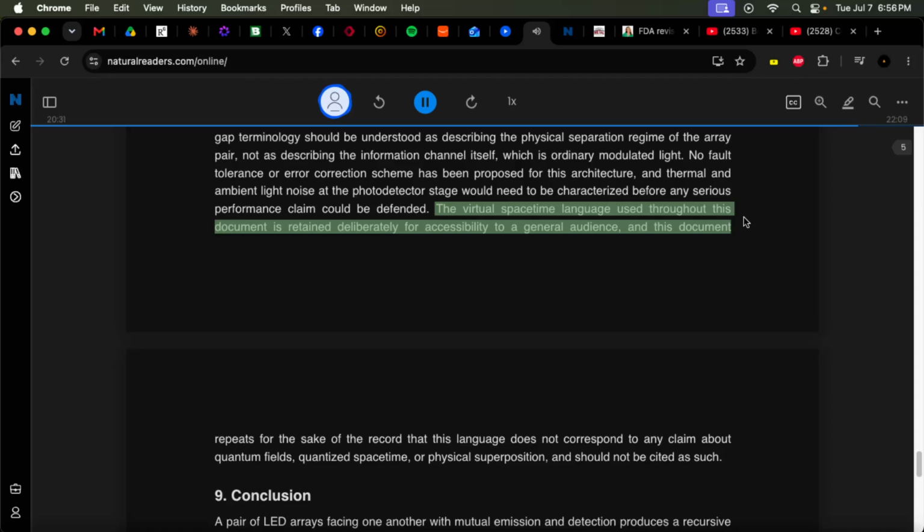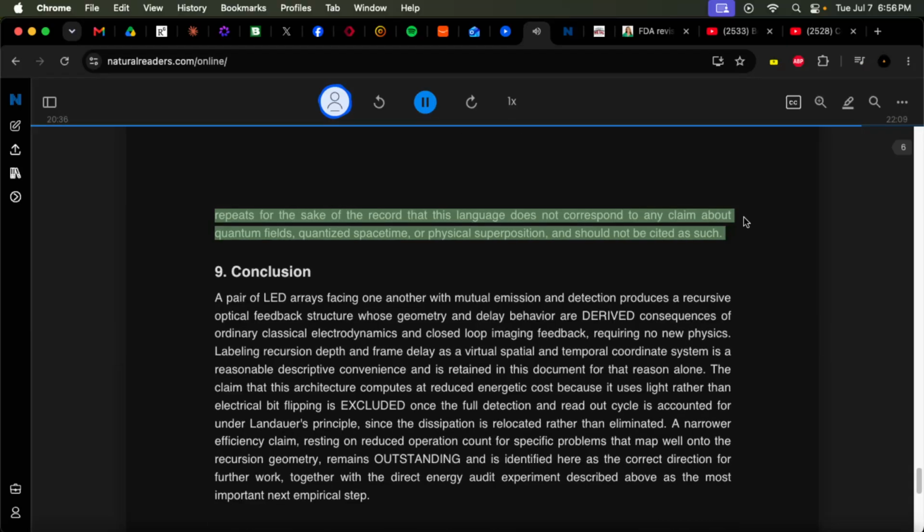The virtual spacetime language used throughout this document is retained deliberately for accessibility to a general audience, and this document repeats for the sake of the record that this language does not correspond to any claim about quantum fields, quantized spacetime, or physical superposition, and should not be cited as such.